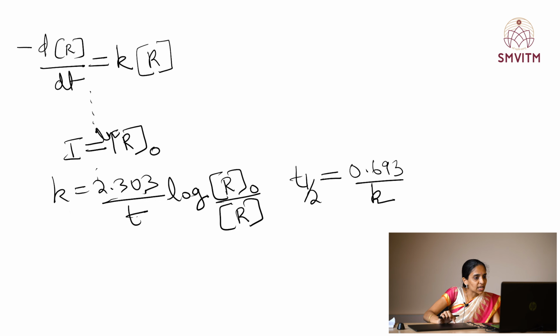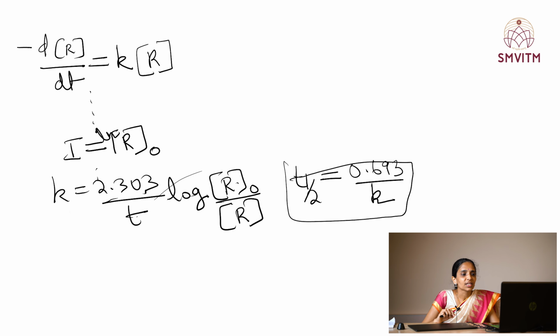The points to remember here are: if in a problem the reactant amount is given as a percentage, you have to take R0 as 100. If the reactant amount is given as a fraction, remember the R0 value becomes 1, is it not? So these are the key points to solve the problem.